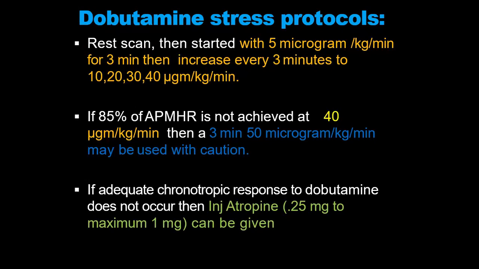Dobutamine stress echo protocol: first of all, a rest echocardiography is done, which is called the rest scan. Then the patient is infused with dobutamine at 5 microgram per kg per minute for 3 minutes, then increased every 3 minutes to 10, 20, 30, and 40 microgram per kg per minute. If 85% of the age-predicted maximum heart rate is not achieved at 40 microgram per kg per minute, then 50 microgram per kg per minute for 3 minutes may be used with caution. If an adequate chronotropic response does not occur, then atropine may be given IV.